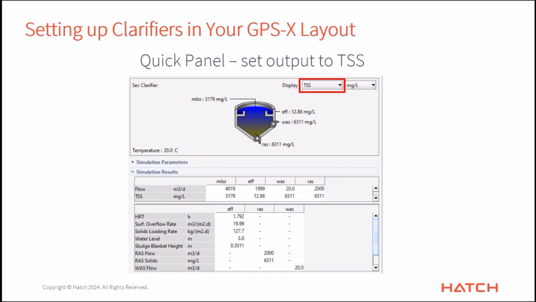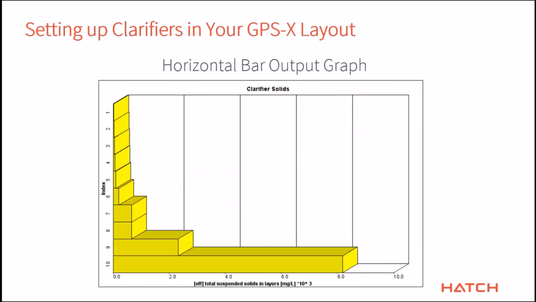I did touch on this in the demo that it's really handy if you're looking at a clarifier to flip this over from flow to TSS so that you can have a nice intuitive understanding of what's going on in your model. I'm going to come back and show you on the next demo how to set up this horizontal bar graph. This is basically a vertical profile of your clarifier.